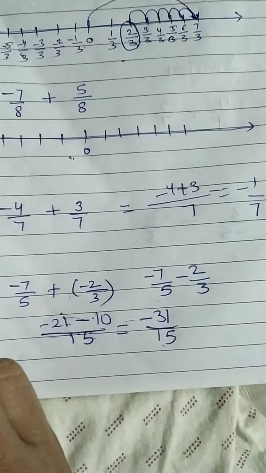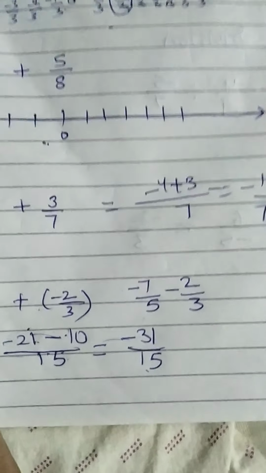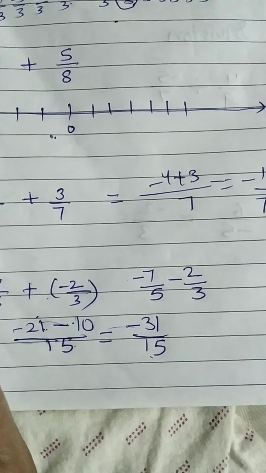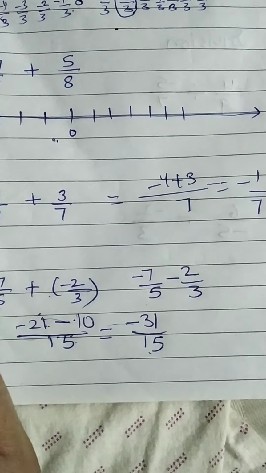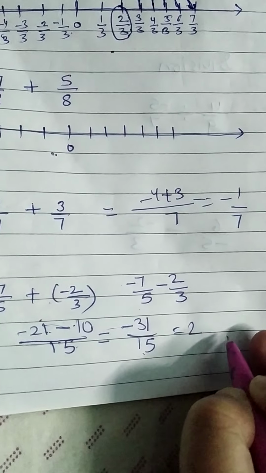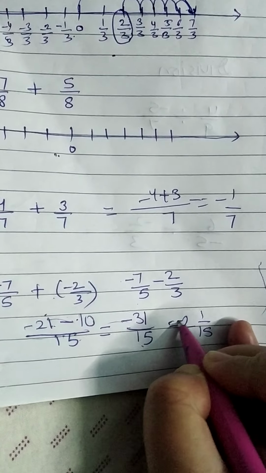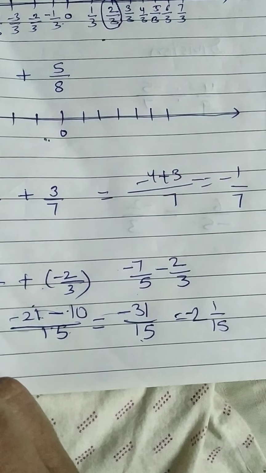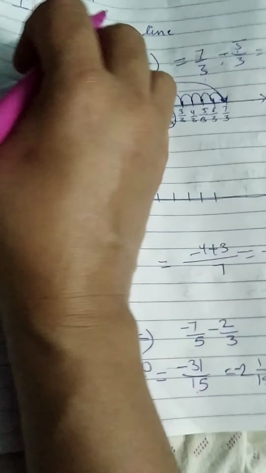Now children, tell me, is minus 31 by 15 a proper rational number or an improper one? It is improper. So we change it into the mixed one. Now that will give me 15 to the 30, 1 by 15, and the negative sign remains the same. I hope you understood the addition of rational numbers.